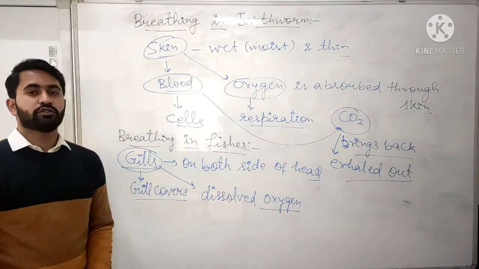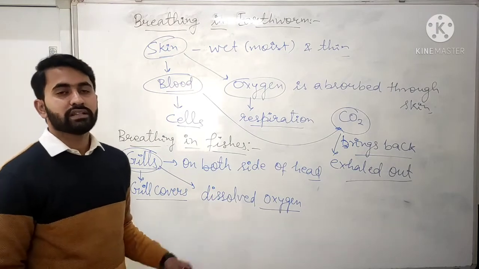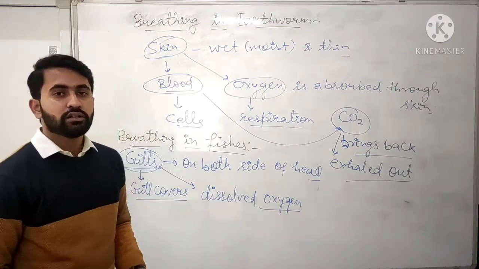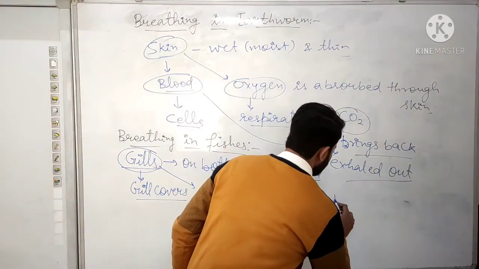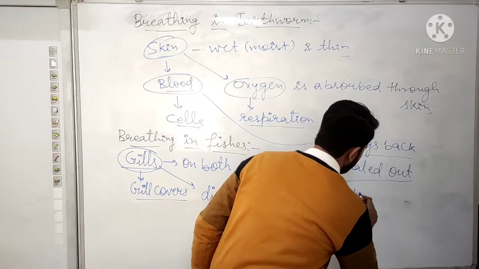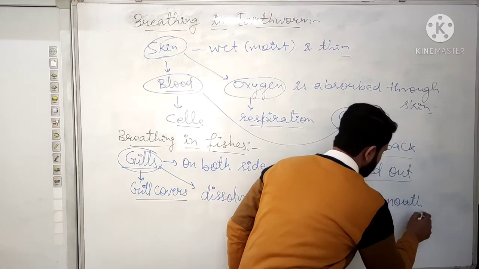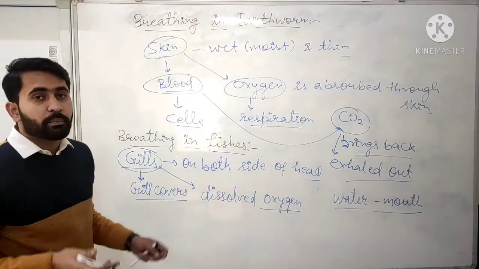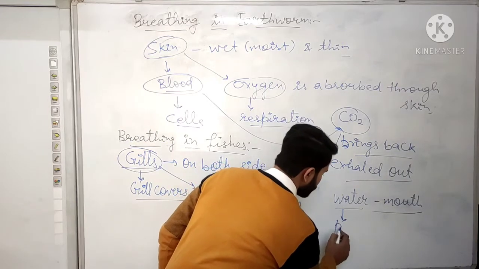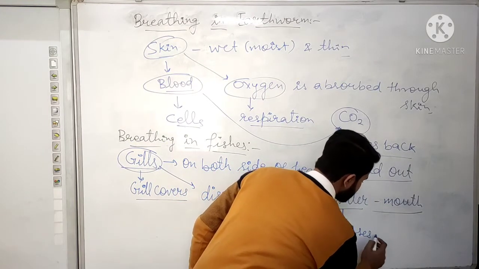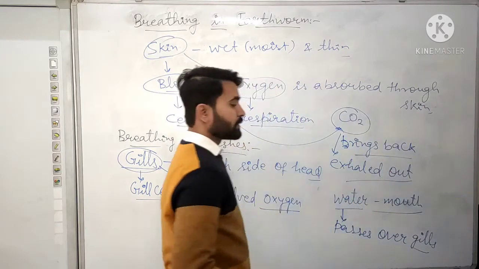Now when a fish wants to breathe, what does it do? It takes water which has oxygen dissolved in it through its mouth. It swallows water from the mouth. Then this water passes over the gills of the fish.